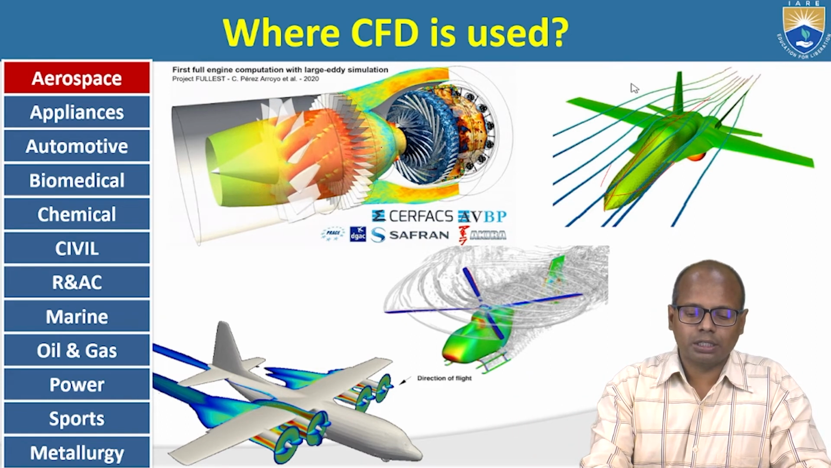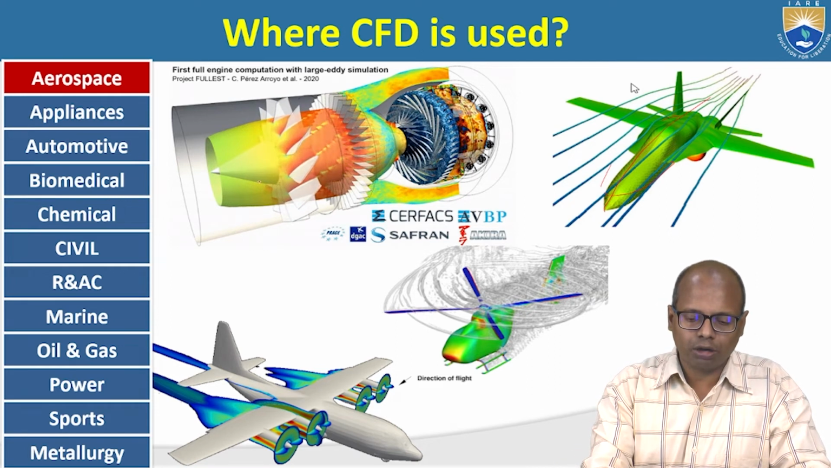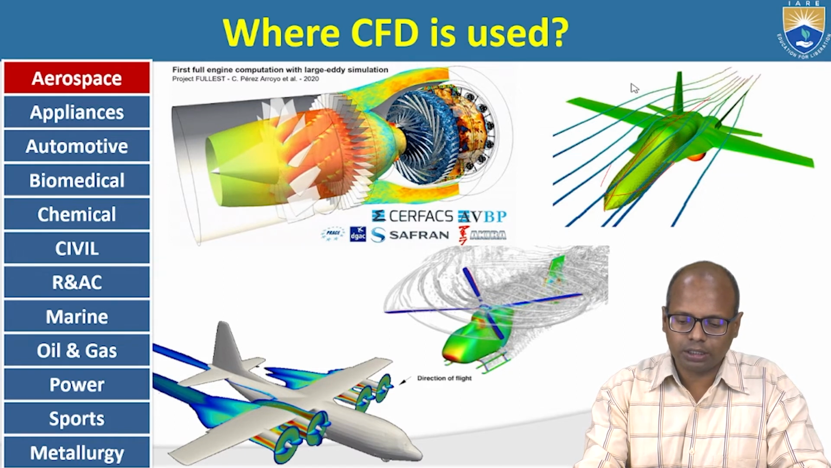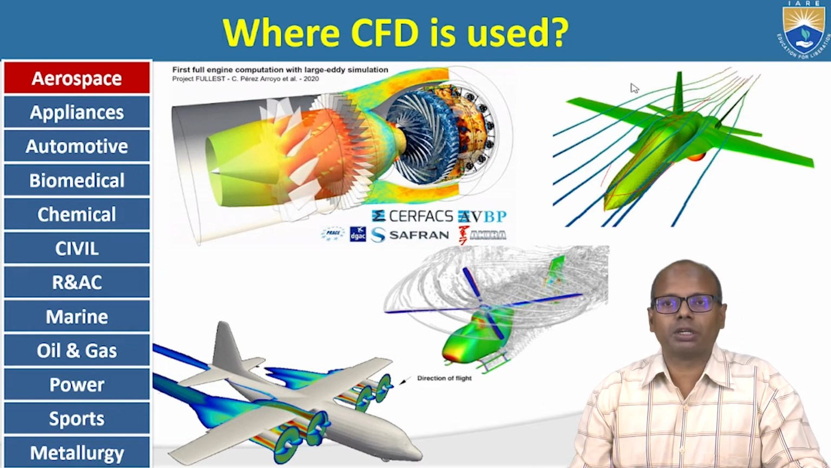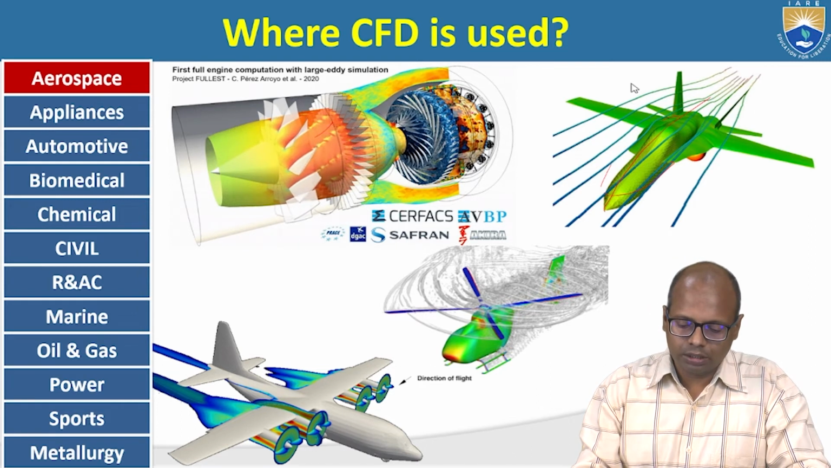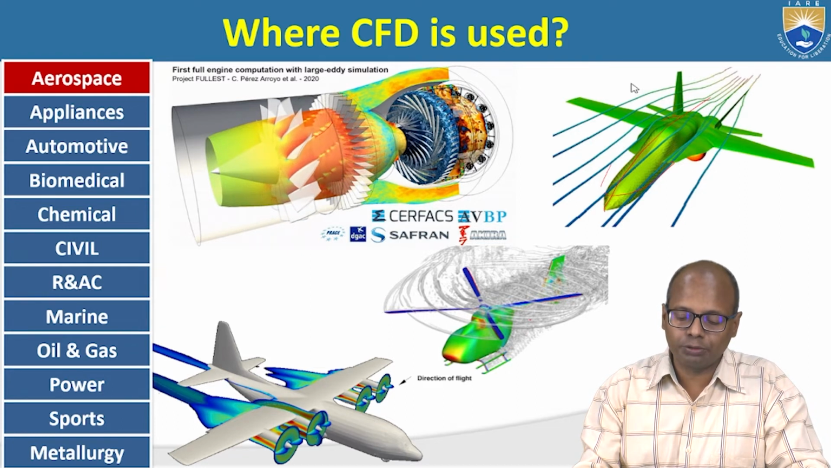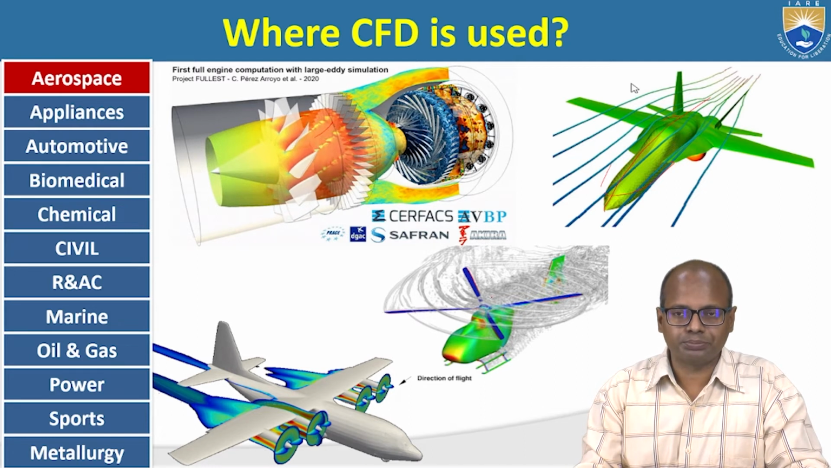Now this is the engine, aircraft engine. Inside the aircraft engine, how the flow is happening. Here these blades are there, so leaving the blades, how the flow is happening, and inside this combustion chamber, how the flow is happening. All these things we can clearly analyze using this CFD. And this is a helicopter here, how the fluid flow is happening around the helicopter blades, that also you can see here.